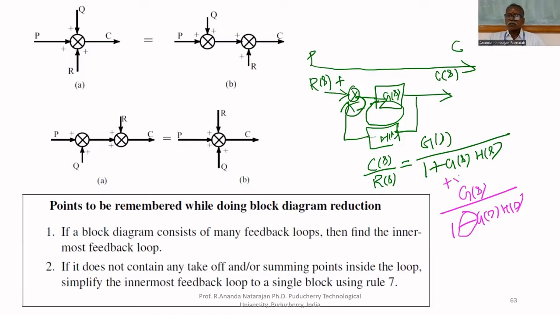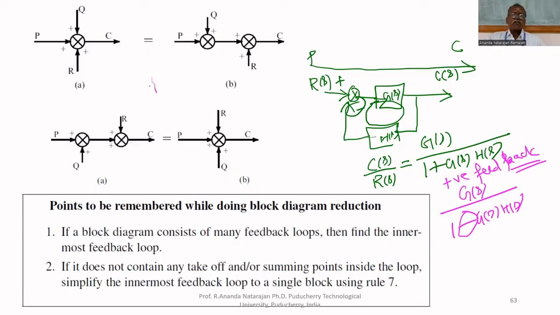For positive feedback, it means G of S divided by 1 minus G of S, H of S. This is the seventh rule. Only the seventh rule you have to remember. All other rules you can understand by looking at the block.